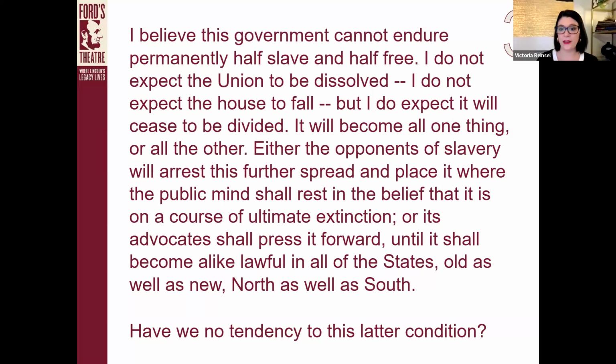Yes, absolutely. We can look at almost every line here and see antithesis, because we already talked about half slave, half free, but then he goes on. It's not going to fall, but it's going to be divided. It will become one thing or the other. So there's this really good balance in his sentence structure where he gives one thing and then the other.